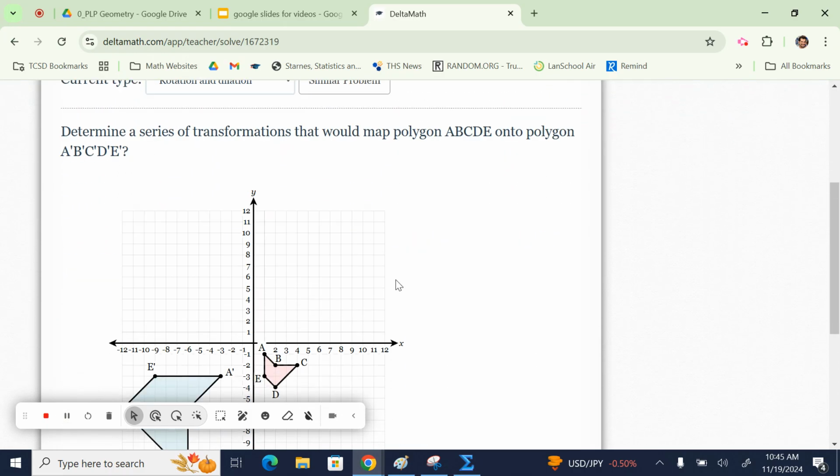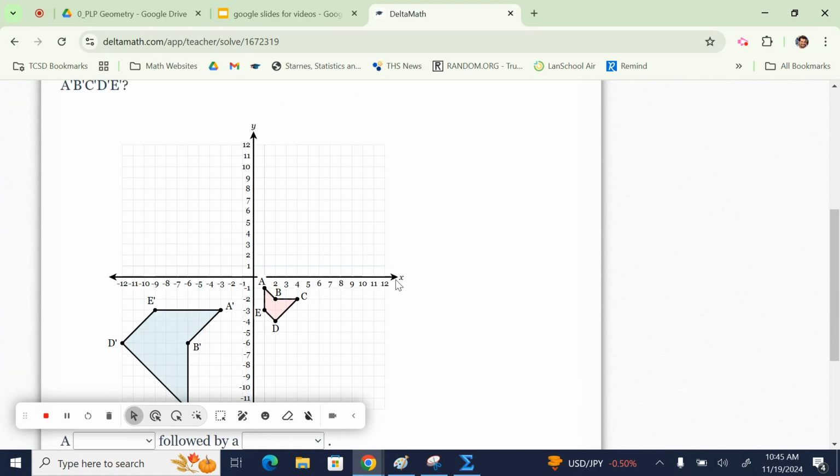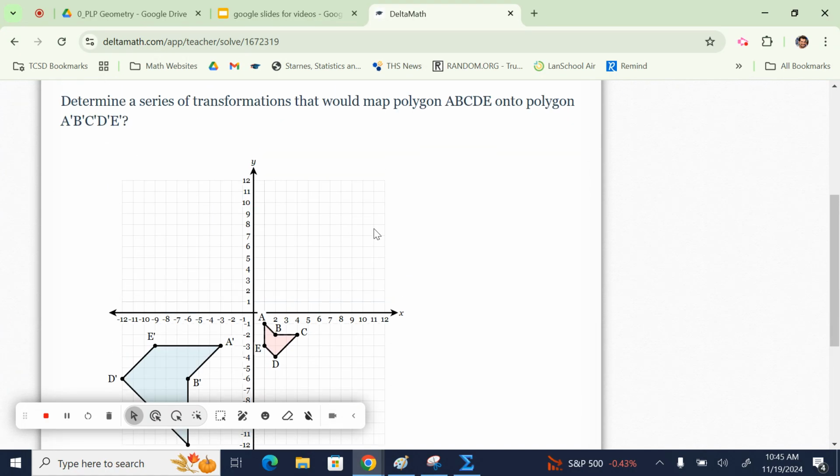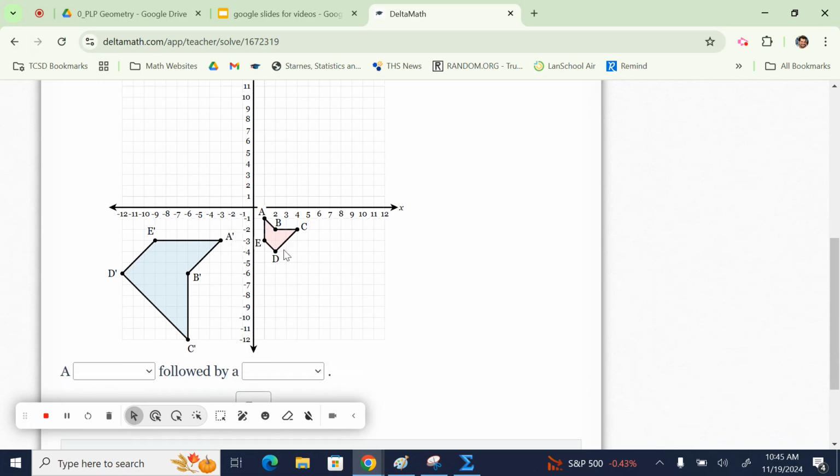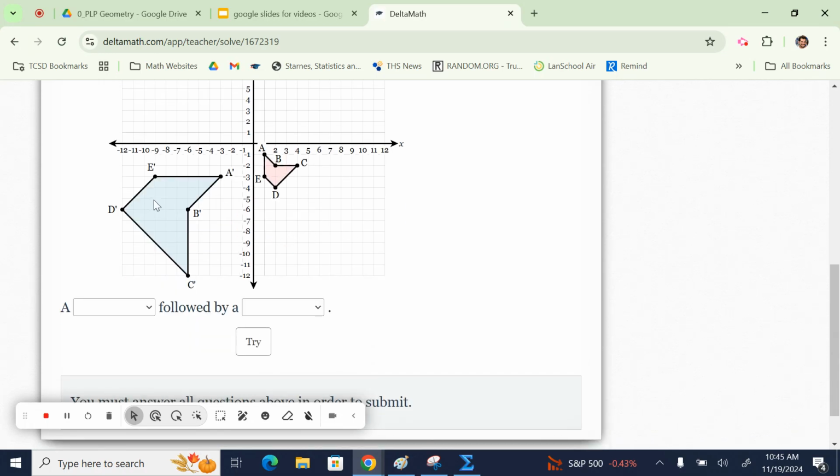Okay, so again, describe a series of transformations that would map a polygon with five vertices, A, B, C, D, E, onto A prime, B prime, C prime, D prime, E prime. So pink is where we're starting. This is the pre-image. Blue is the image. We are in quadrant 4 with the pink. We need to get to quadrant 3 with the blue. Right now, A is at the top left in the pink, but A prime is on the top right in the blue.